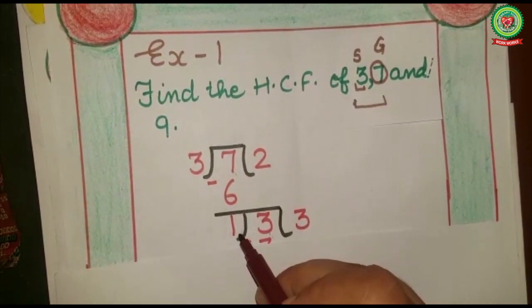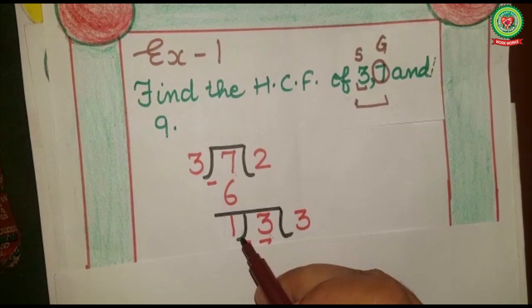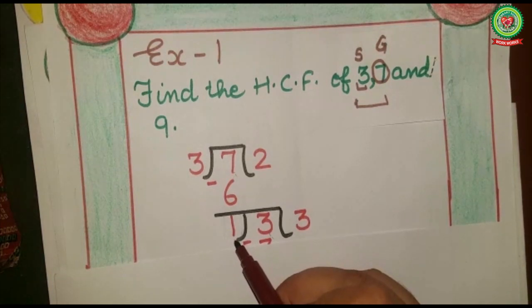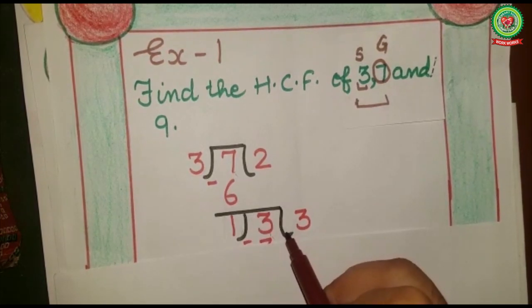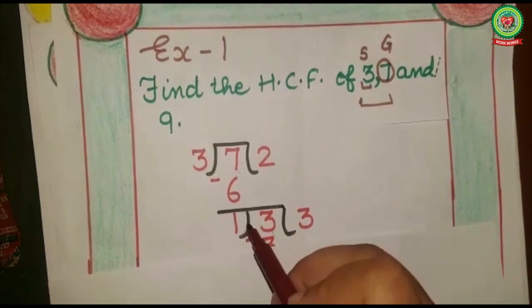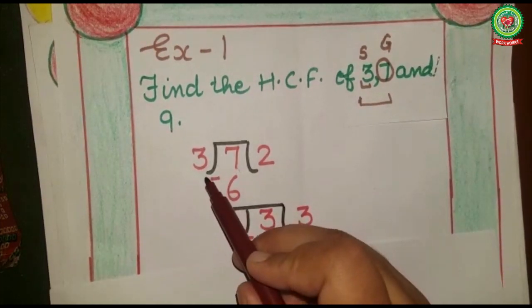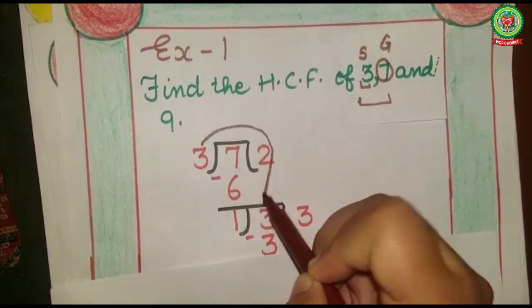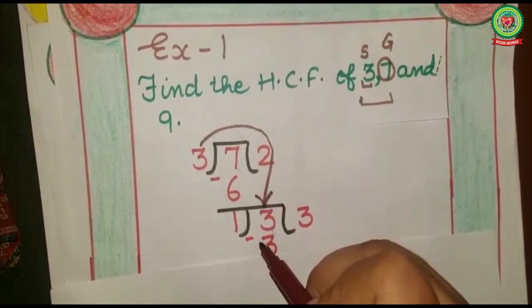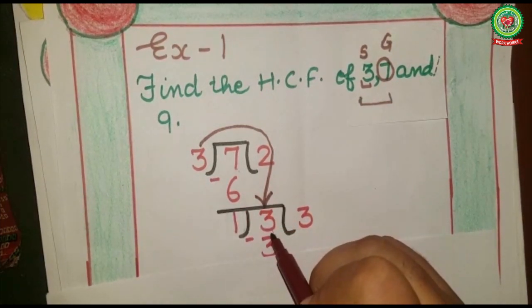Now students, what was the step 2? Yes, step number 2 was if remainder is equals to 0, then stop divide. But students, here remainder is 1, which is not equals to 0. That means we have to do divide again. And step number 2 was if remainder is not equals to 0, then divide the divisor by the remainder. So, previous divisor will become the dividend. 3 was previous divisor, so it will become new dividend.